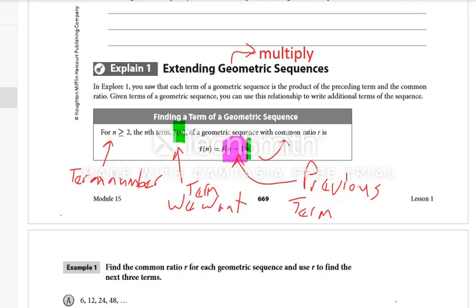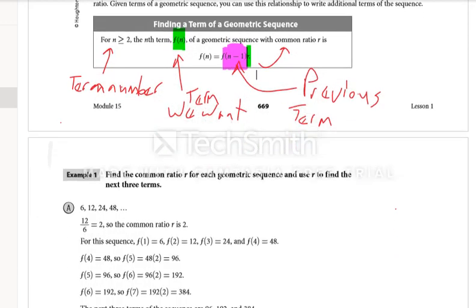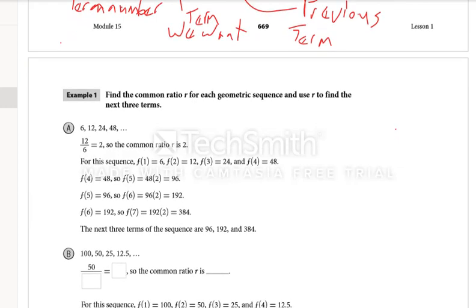So to find whatever term you want, take the previous term, multiply it by r. If you want the 5th term, n is 5, take the 4th term, because n minus 1, 5 minus 1 would be 4. That's the previous term, multiply it by r. For example, looking at the first one, you have to find the common ratio for each sequence and then use that to find the next 3 terms.